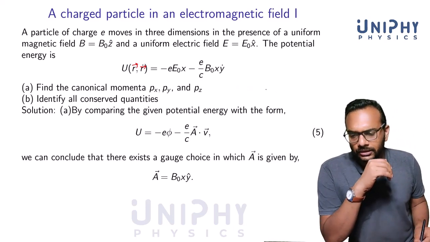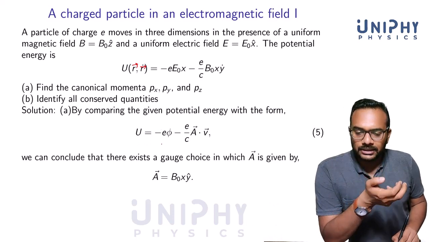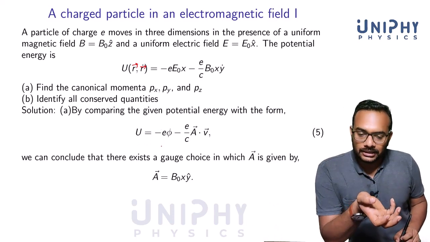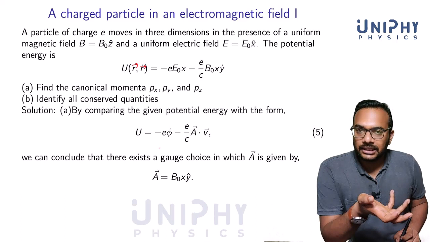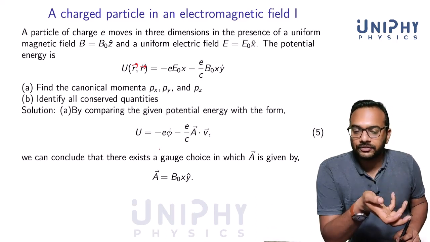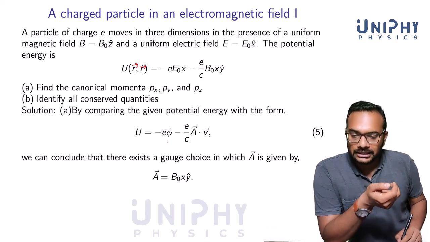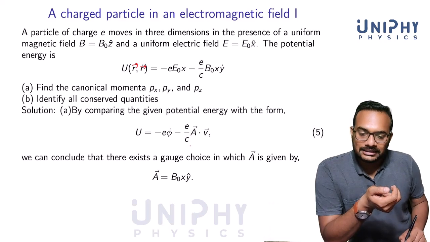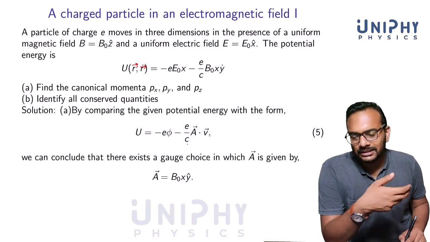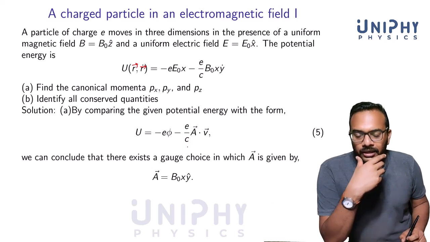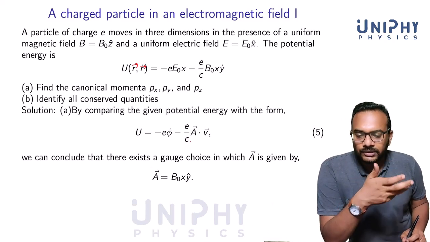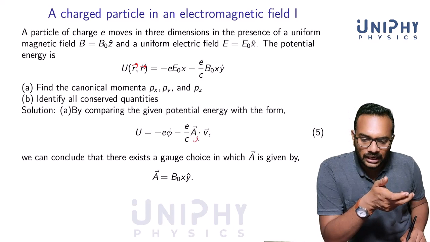Before going into that, we compare this with the usual potential energy for a particle in an electromagnetic field. It is minus E phi minus E by C A vector dot v vector. This C is a bit messy sometimes. In the beginning we sometimes put C equal to 1 or sometimes we absorb it inside here.